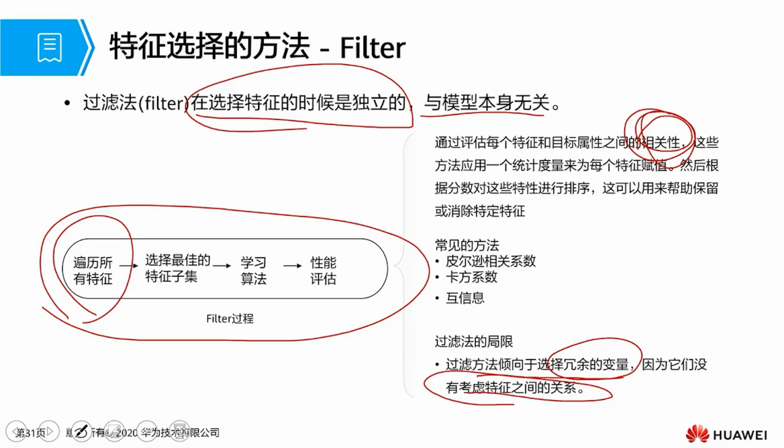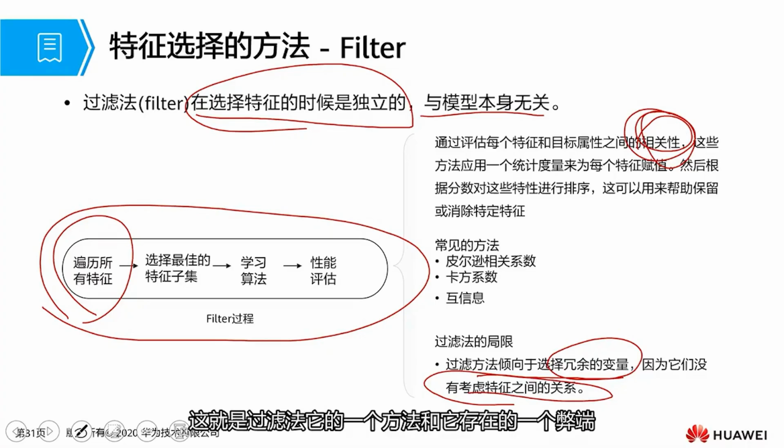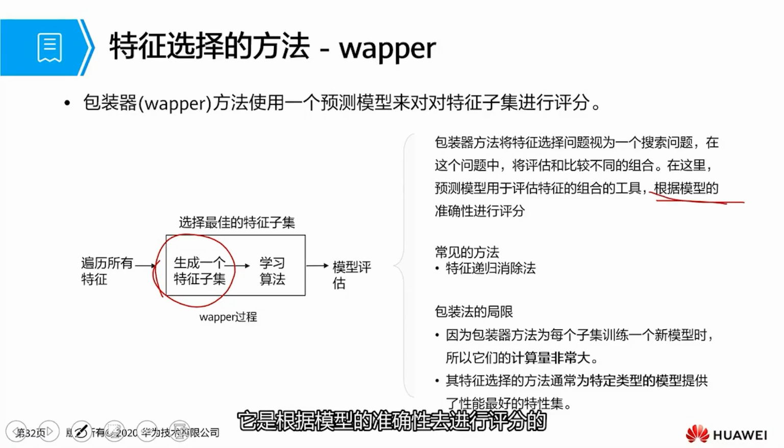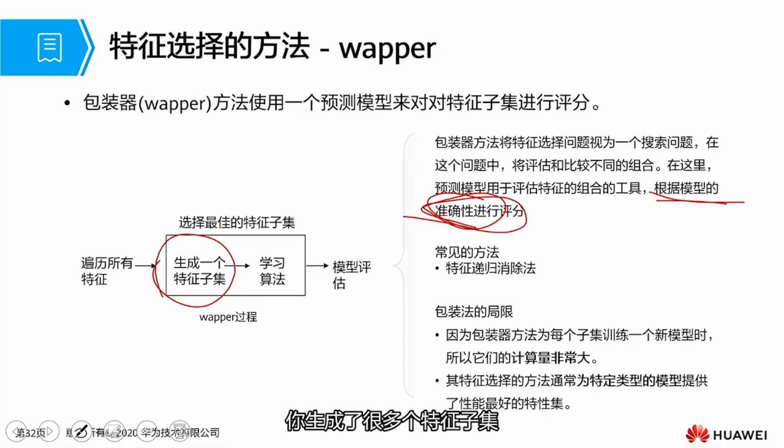Next is the wrapper method. Wrapper means packaging. What is the wrapper method like? It regards the entire feature selection as a search problem. It first traverses all features, then generates feature subsets. Then it looks at the performance of each feature subset. It is scored based on the accuracy of the model. You have generated many feature subsets, and they are scored based on their accuracy. Select the subset of features with higher accuracy as the final result.